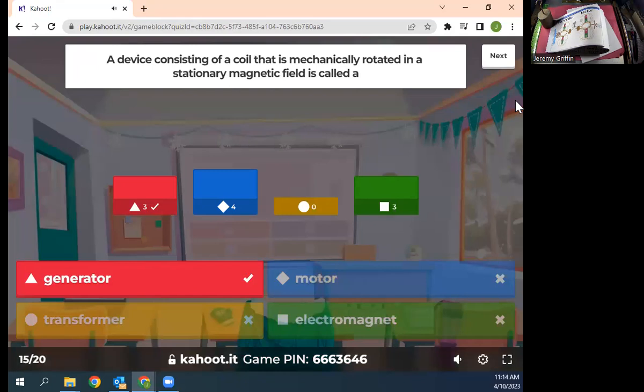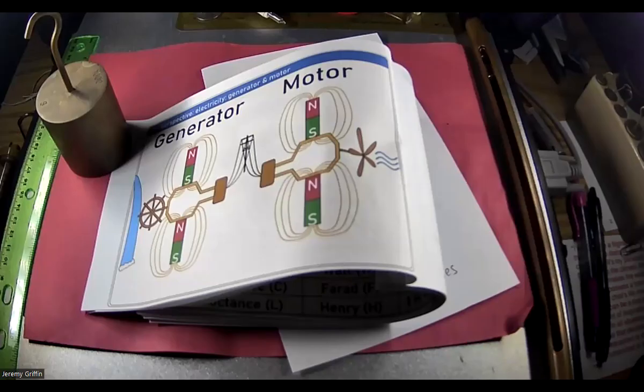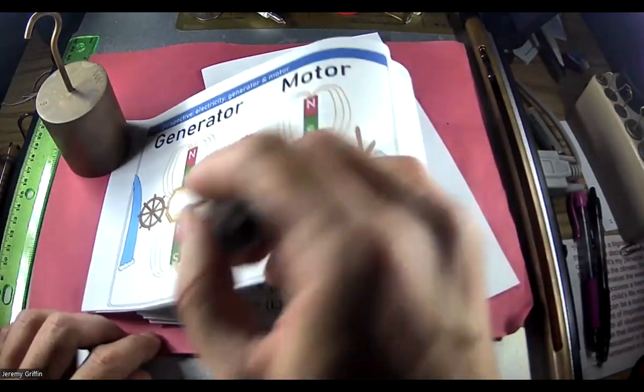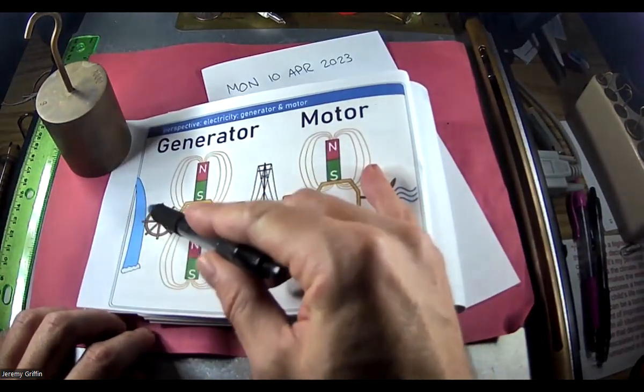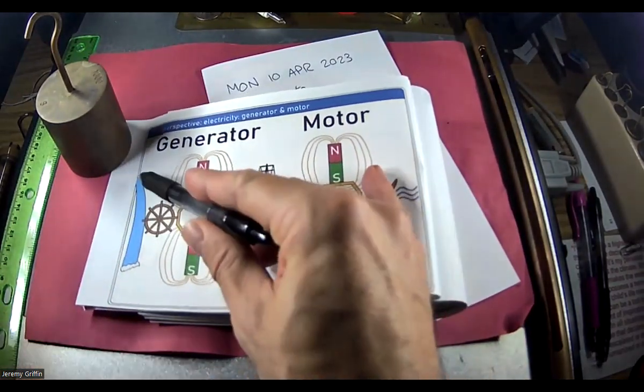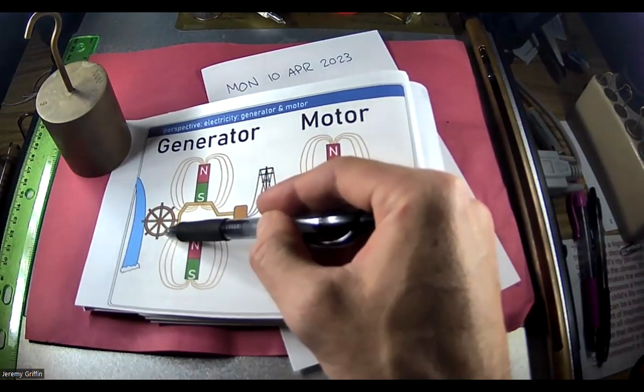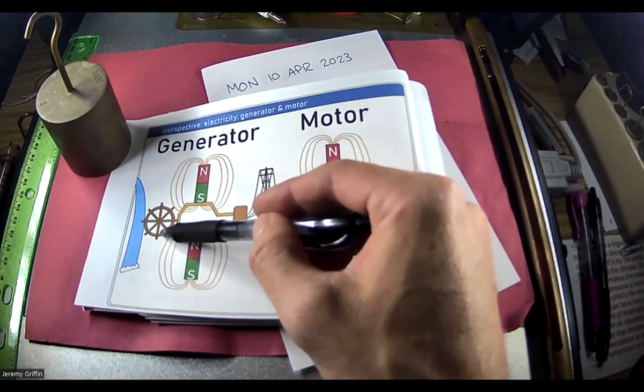A generator. Well, here. Flip over and remind you guys, generator, motor, these things are going to be here. So when they say a wire is mechanically rotated in a stationary magnetic field, you have some kind of energy source, maybe like this waterfall, for example. It's going to turn this water wheel. That's a mechanical force. That's a mechanical input.